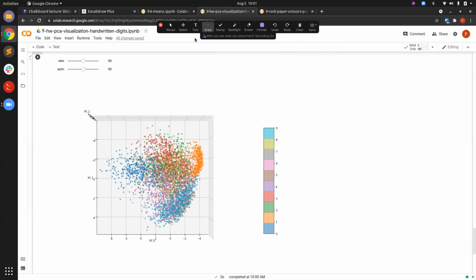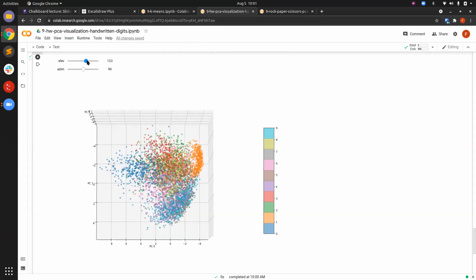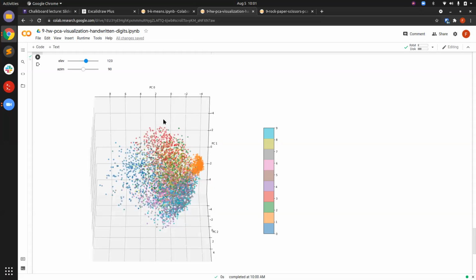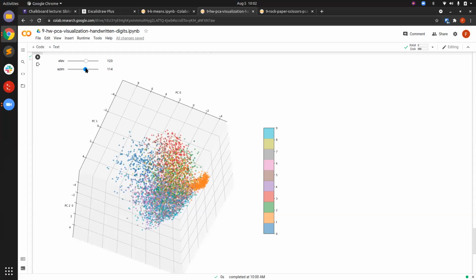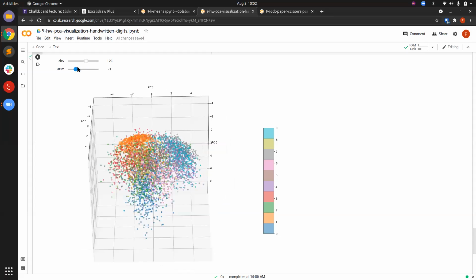Let's look at some of the other first 3 principal components. Let's rotate a little bit. Okay, so here you can see more clearly that the 1s are all on the negative side of PC0. The 0s are on the positive side. Let's look at PC1, if we can. Where's PC1? Okay, so here's the PC1 axis.